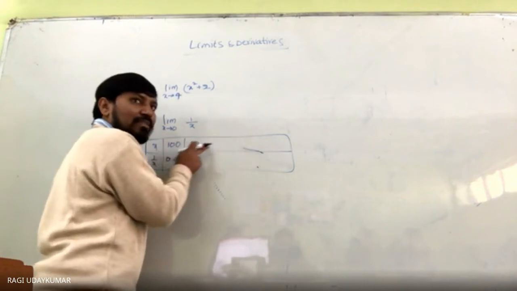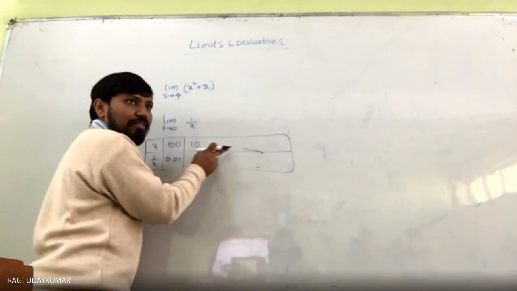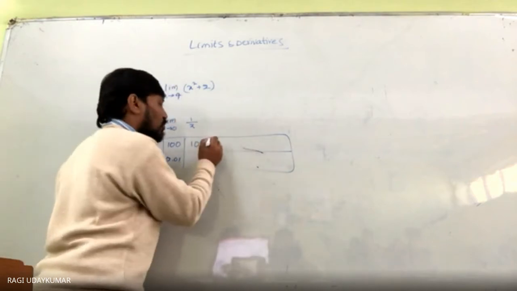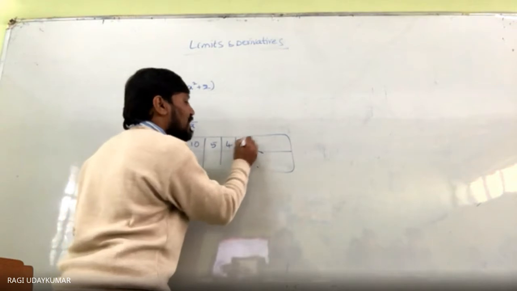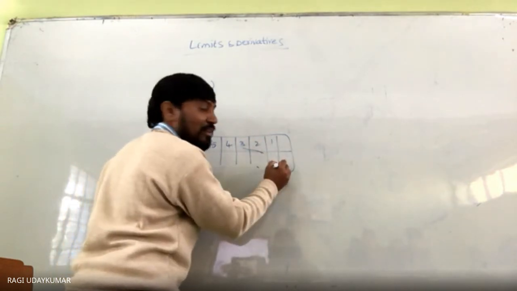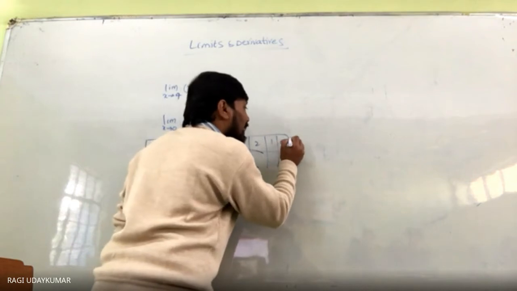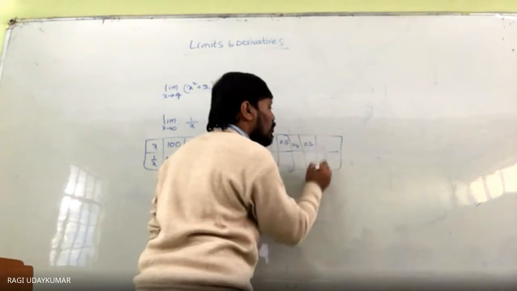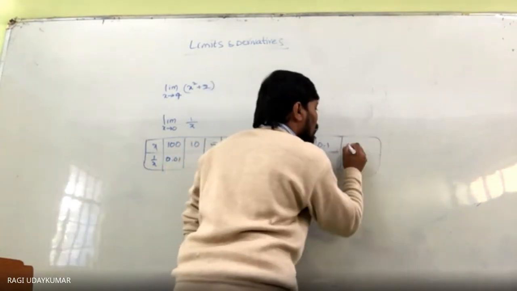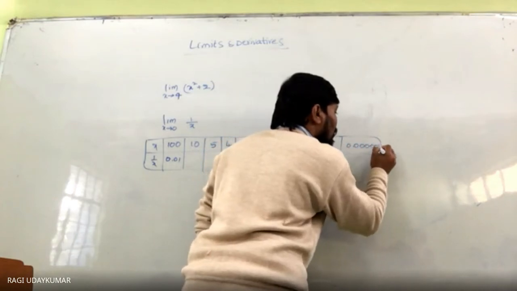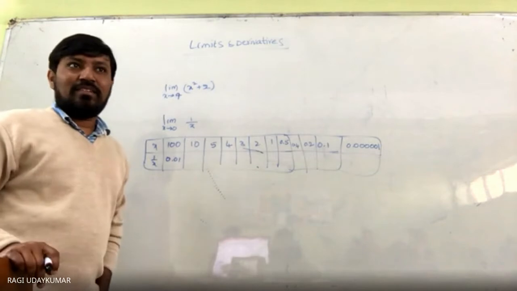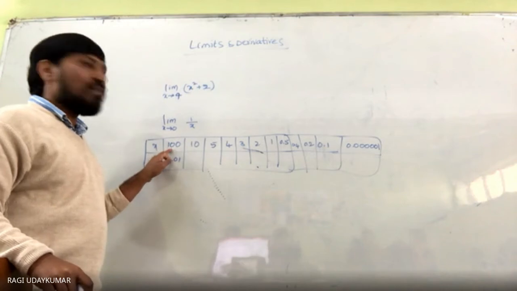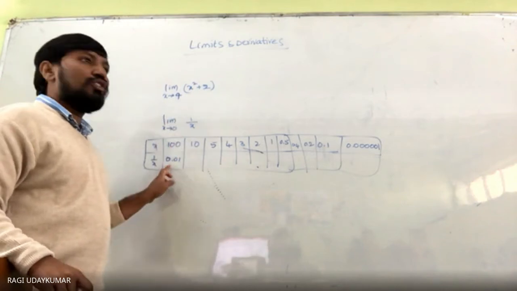I am decreasing from 100. I am decreasing the value of x and approaching the value of 0. First I take 10, after that 5, next 4, 3, 2, 1, then 0.5, 0.4, 0.2, 0.1, 0.00000001. So I started from 100. When the x value is 100, 1 by x is 0.01.